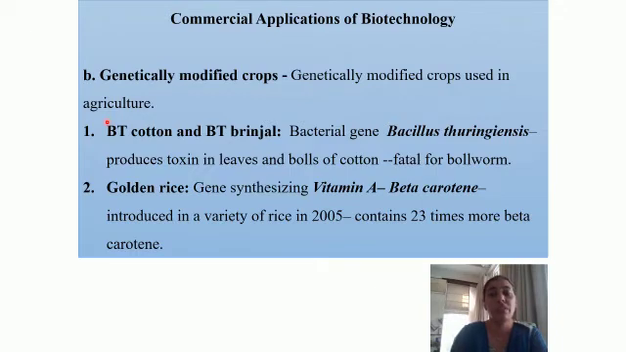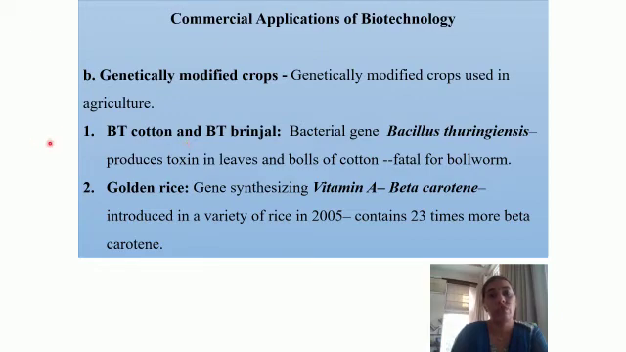Transgenic word means that we have inserted a foreign gene into the plant body. The gene was not present naturally. We have introduced it or we have inserted it from another organism. Hence, it is called as a transgenic variety or a genetically modified crop. Now here we have BT cotton and BT brinjal.